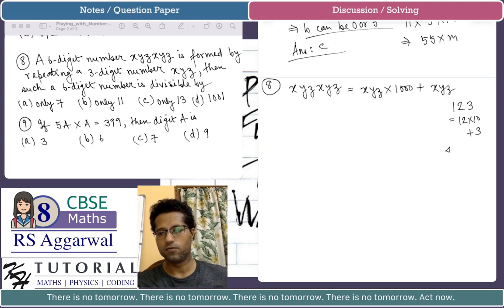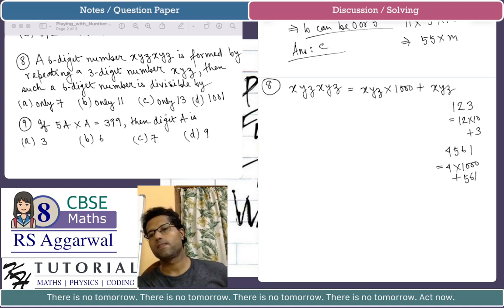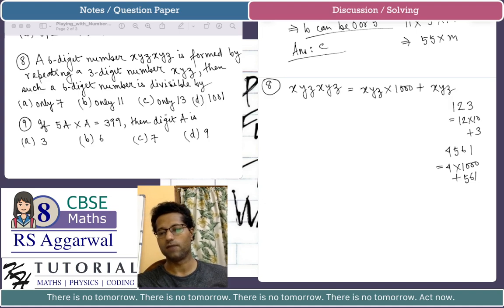Similarly, let's say 4561 is equal to 4 into 1000 plus 561, because I took the leftmost digit and multiplied it with 1000. Why 1000? 1000 means 10 to the power 3, because to the right hand side of the digit 4 we have 3 digits, 561. So this number 4561 will be equal to the digit 4 multiplied by 10 to the power 3 plus the number formed by the remaining digits, that is 561.